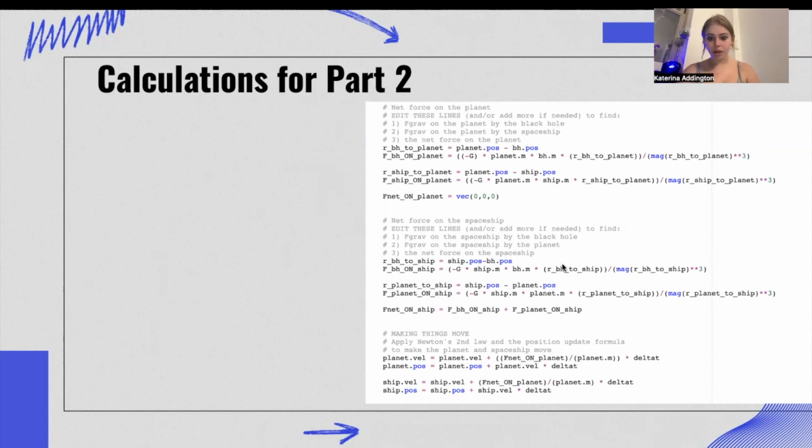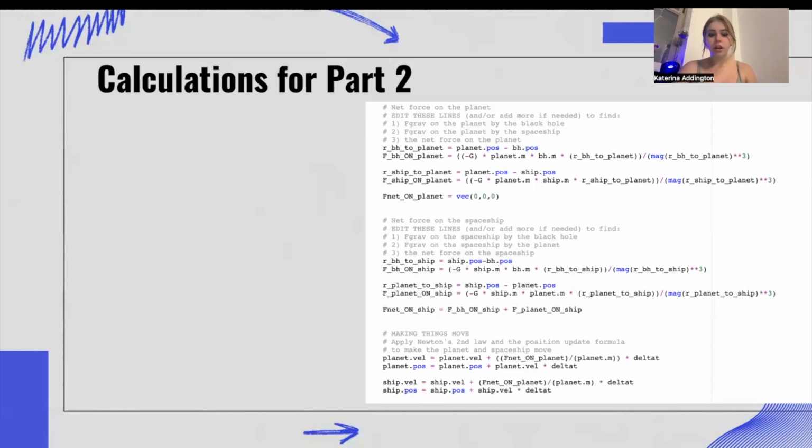So that will be the force on the spaceship by the black hole, the force on the spaceship by the planet, and then the net force. So same here, we apply the position update formula and the universal law of gravitation. And then down here, we can apply Newton's second law and the position update formula to make this planet and spaceship move in this sense.